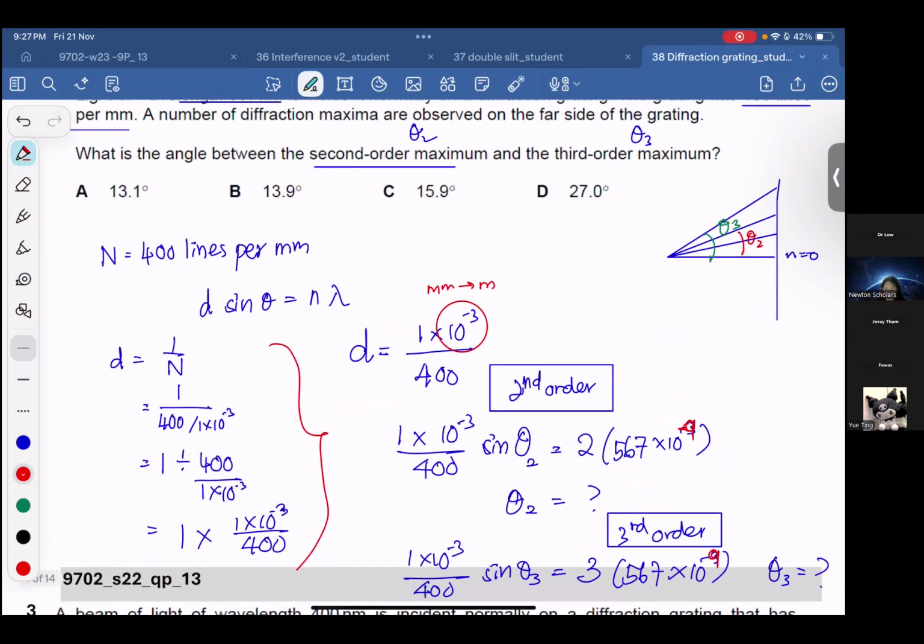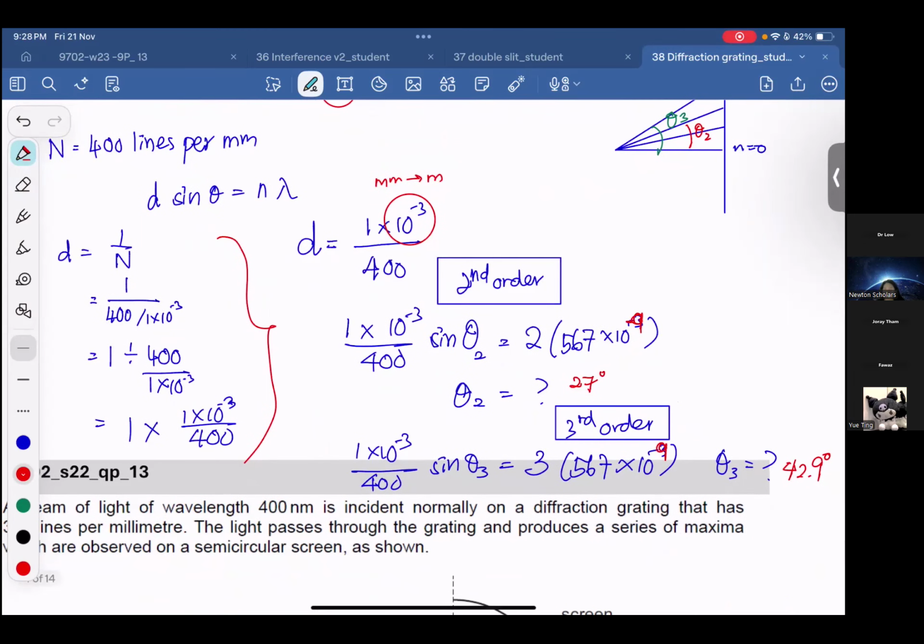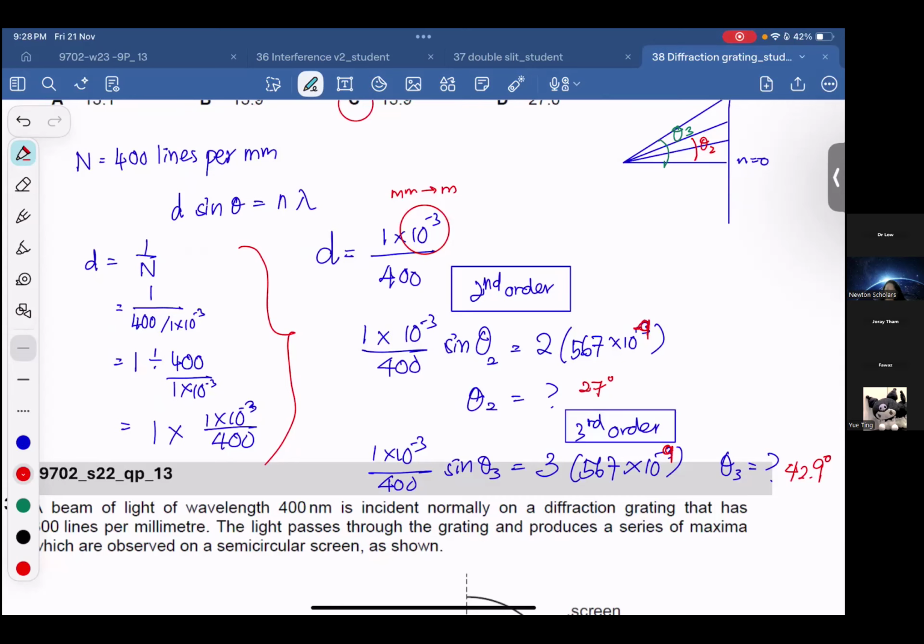Okay. What is the angle between second order and third order? So for this one, you have to find delta 3 minus delta 2. Answer should be C. Is that clear? Kai-Chen, no. Kai-Chen, check which part. Which part are you different with us? My angle for delta 2 is 27 degree. Delta 3, I get 42.9 degree. Kai-Chen, you check which part is different with me. Kai-Chen, you get the idea? Okay already, huh?